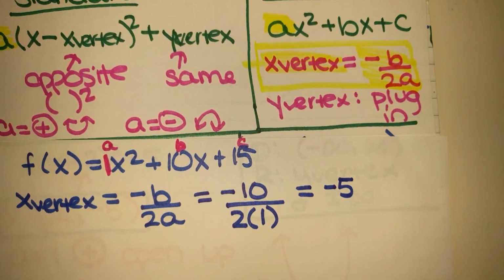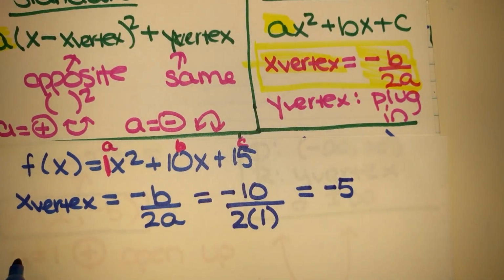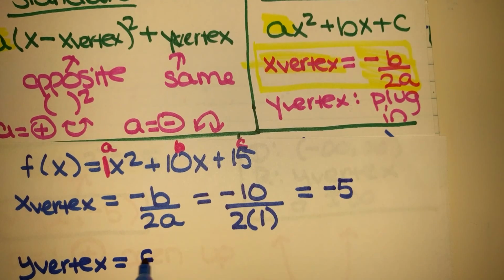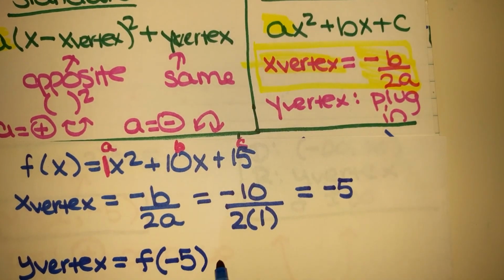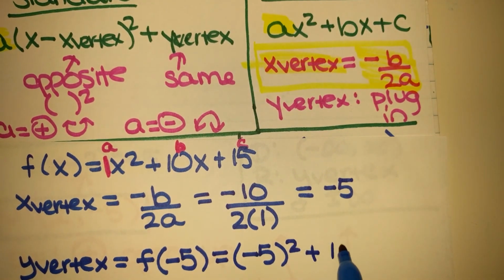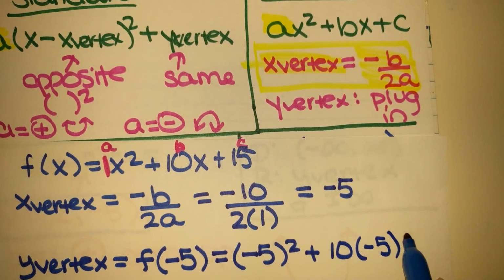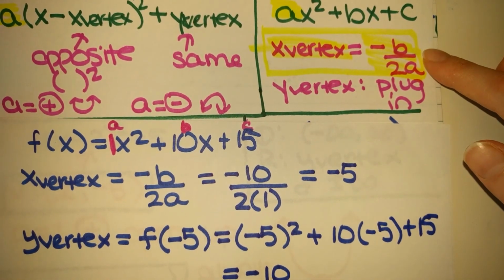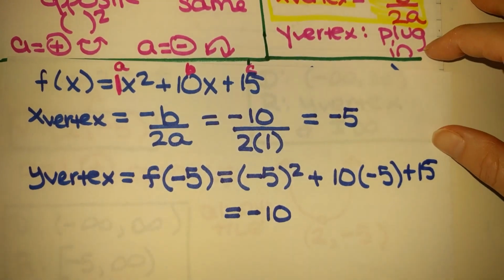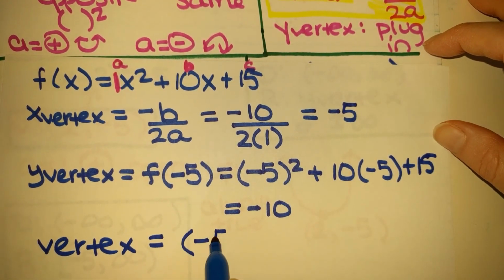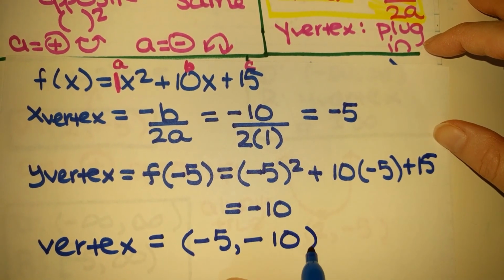Now, we also need to find our y-coordinate, and to find the y-coordinate, we just plug into the function. So we plug in f of negative 5, and that gives us negative 5 squared plus 10 times negative 5 plus 15. And that will give us our corresponding y value of negative 10. So from this formula, negative b over 2a, and then plugging in, we find that our vertex here is equal to negative 5 comma negative 10.